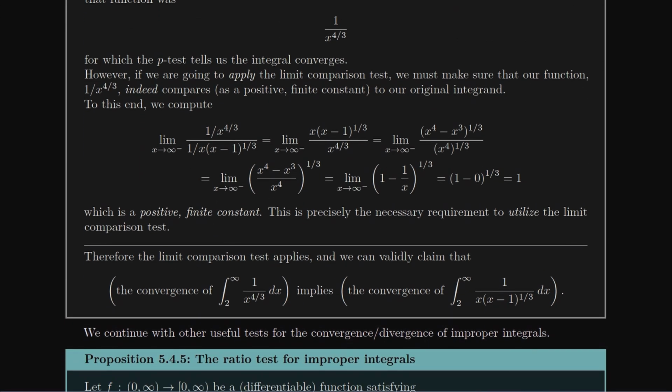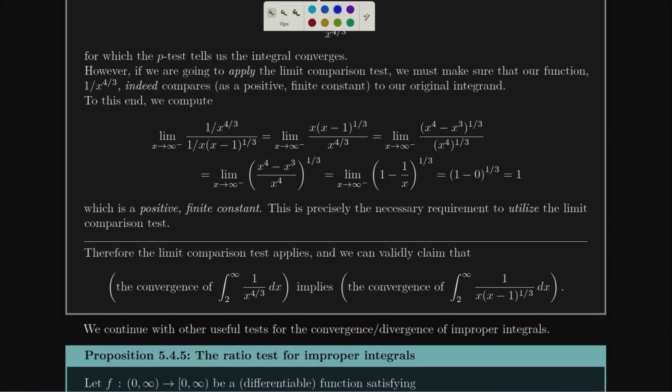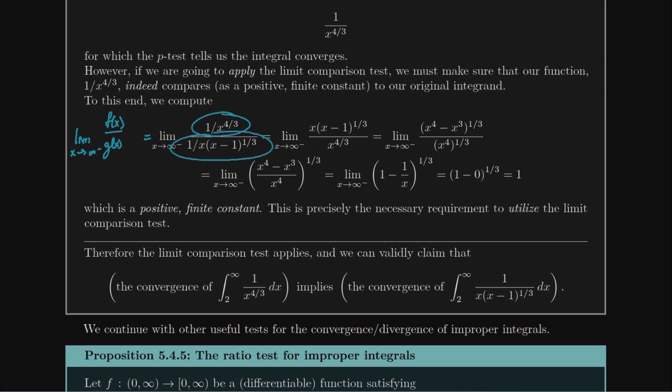If I compare my original function to 1 over x to the 4/3, how do we work with the limit comparison test? We're supposed to compare, really at the bound that matters here, which is infinity, one function to the other using a ratio. And so I'm just going to plug in 1 over x to the 4/3 in the top. It doesn't matter which one you put in the top versus the bottom. I'm going to plug in 1 over x times x minus 1 to the 1/3 in the bottom. And now I'm actually going to compute the limit here. How do I compute the limit? Well, I'm going to have to put a little bit of work in. This is a fraction divided by another fraction. And so what you end up getting is the denominator of the bottom fraction on top, and the denominator of the top fraction on the bottom.